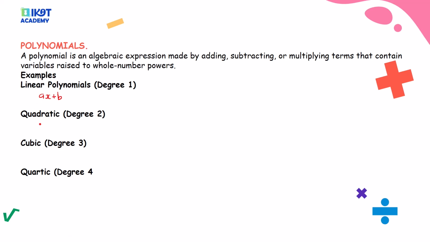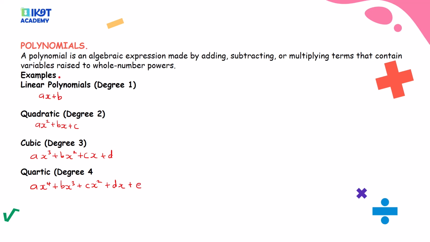In quadratic, the highest power of the variable is 2. This is a quadratic equation. This is a linear polynomial. This is quadratic. Then for cubic, the highest power of the variable is 3. So it's ax cubed plus bx squared plus cx plus d. This is cubic. Then quartic, which is degree 4, is ax to the power 4 plus bx cubed plus cx squared plus dx plus e.